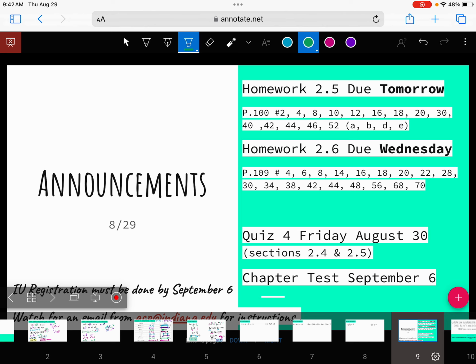The rest of this unit is inequalities. And so homework 2.5 is due tomorrow. 2.6, which is what we just started, is due on Wednesday. We don't have school Monday because Monday's Labor Day. So I will get you guys the chapter review tomorrow. I'll have copies of it. We do also have a quiz tomorrow.